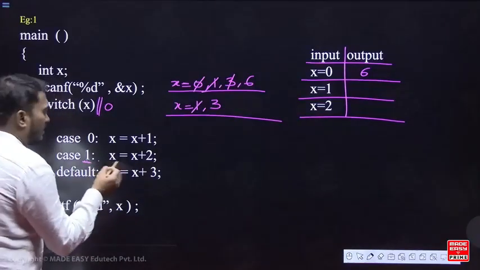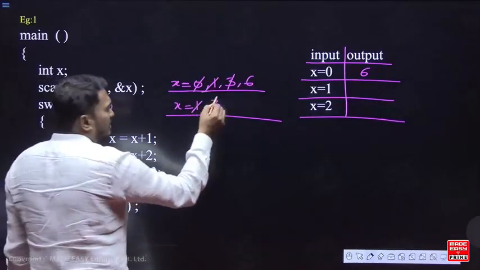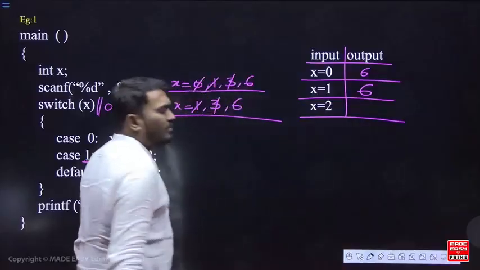So next, after that there is no break here. It will execute the next statement also. x equal to x plus 3, x value is 3, 3 plus 3 is how much? 6. So if you give x equal to 1, the output will be 6.